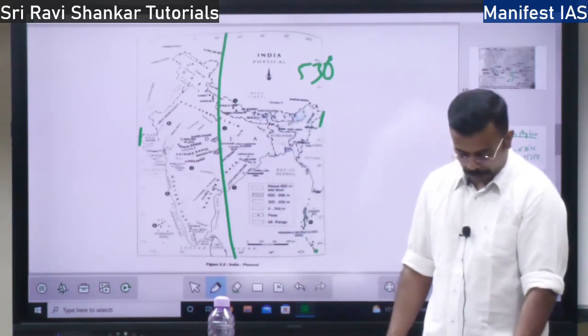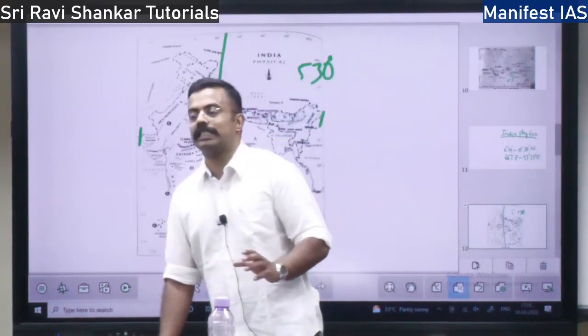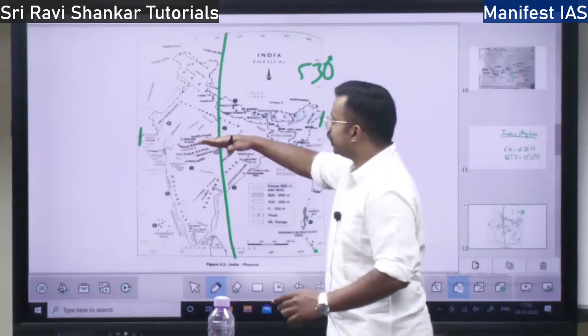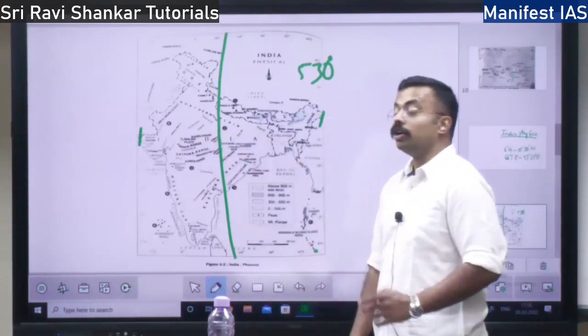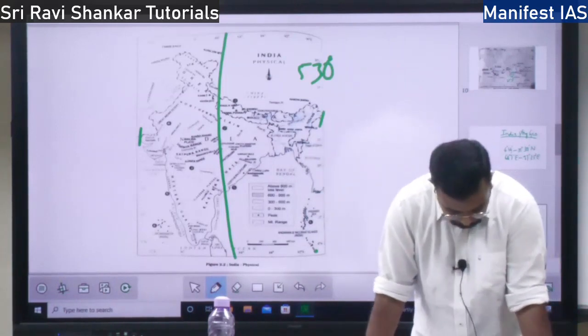What are the types of climate India has? In which region does India fall into? It falls in the tropical region and subtropical region. See, till here it is tropical, Tropic of Cancer. So how many states does the Tropic of Cancer pass through in India?